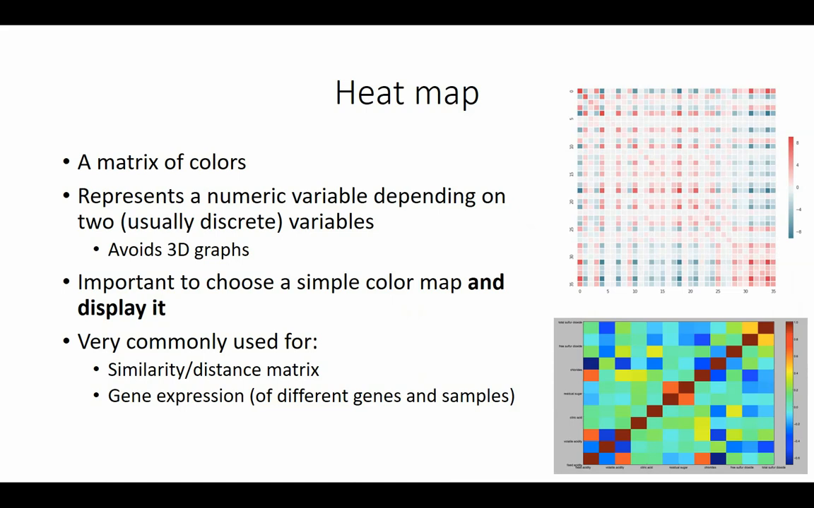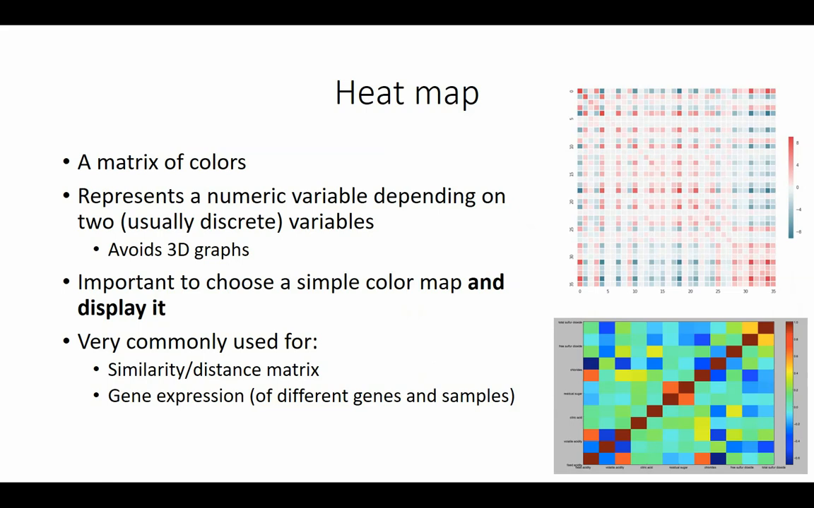And that's a nice way to avoid 3D graphics, because if we want to do, say, a density plot for one numeric variable depending on two others, we'll end up with some three-dimensional mesh in three-dimensional space. But if we use some color scheme, we can avoid it altogether and just end up with a heat map, which is nice to look at because it's two-dimensional.